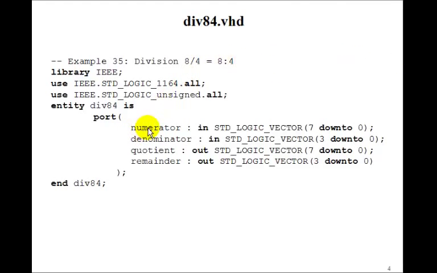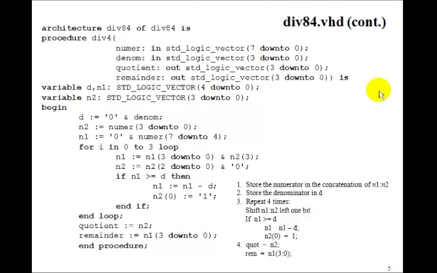We're going to take an 8-bit numerator, 7 down to 0, a 4-bit denominator, 3 down to 0, but we want the quotient to be 7 down to 0. That is an 8-bit quotient and a 4-bit remainder. So this is the entity for dividing 8 bits by 4 bits to get an 8-bit quotient and a 4-bit remainder. So here's how we're going to do it. We'll first design this 4-bit divisor, we'll call it div4, using a procedure.